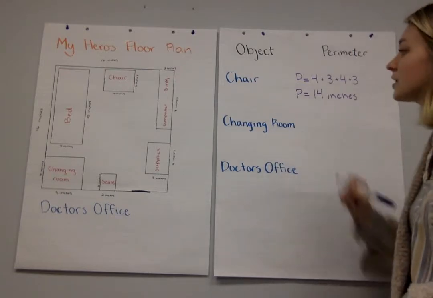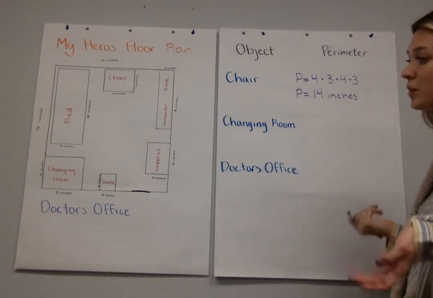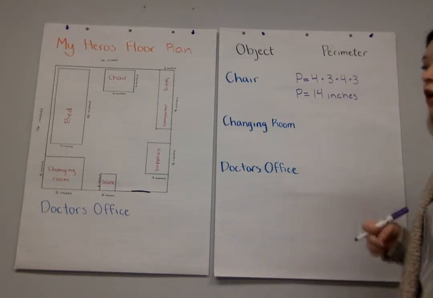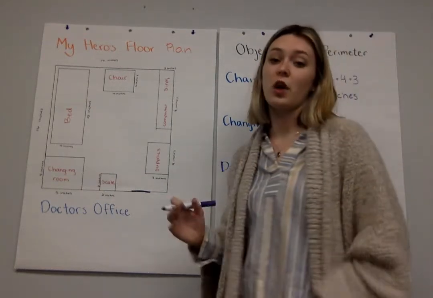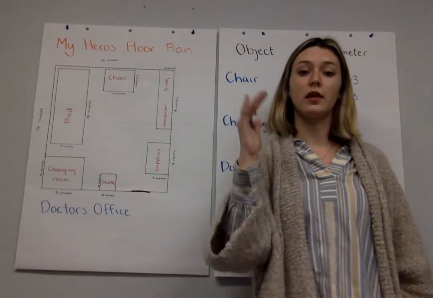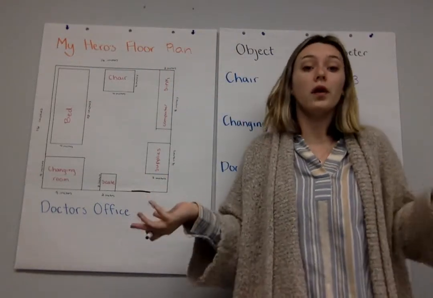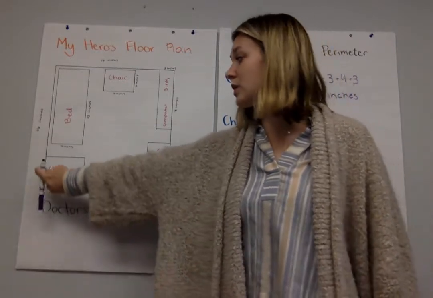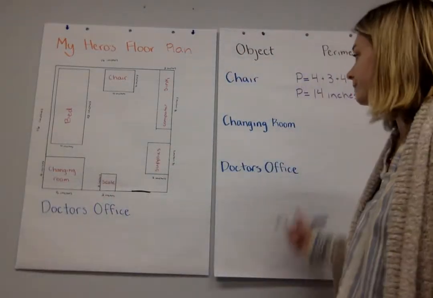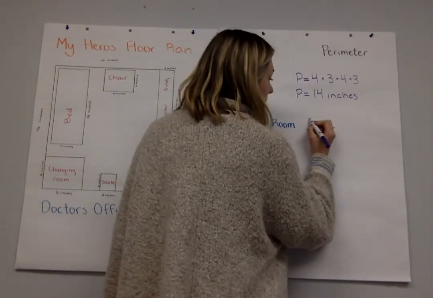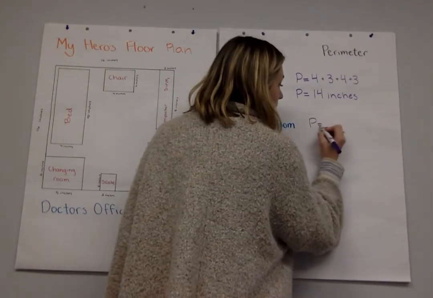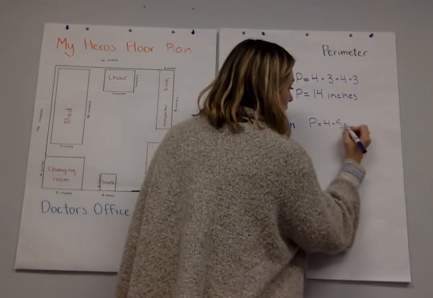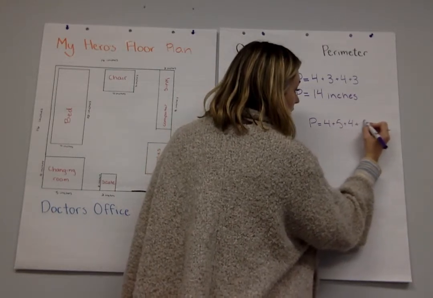Great. Let's look at the changing room. Does anyone see where the changing room is? This is a teeny tiny room, so it might be, I know at my doctor's office we have kind of like a curtain that goes around us. So this could be like a curtain or like a big changing room. In here, it is 4 inches by 5 inches. So we are going to write P as our variable. We're going to add 4 plus 5 plus 4 plus 5.